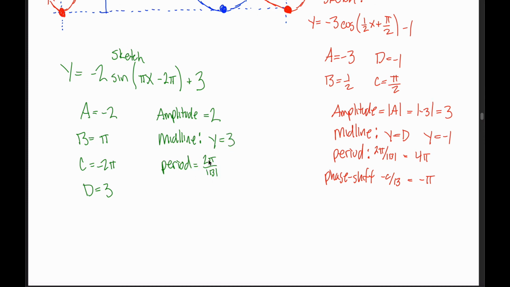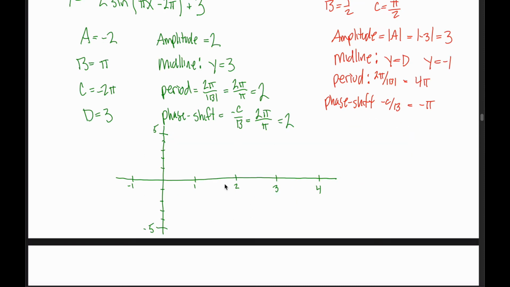The period is always 2 pi divided by the absolute value of b. In this case, b is pi. The absolute value of pi is just pi. So I get 2 pi over pi, which is just 2. And the phase shift is always negative c over b. C is -2 pi. So I get the negative of -2 pi, in other words, positive 2 pi, divided by b, which is pi. I get 2 pi over pi, which is also 2.